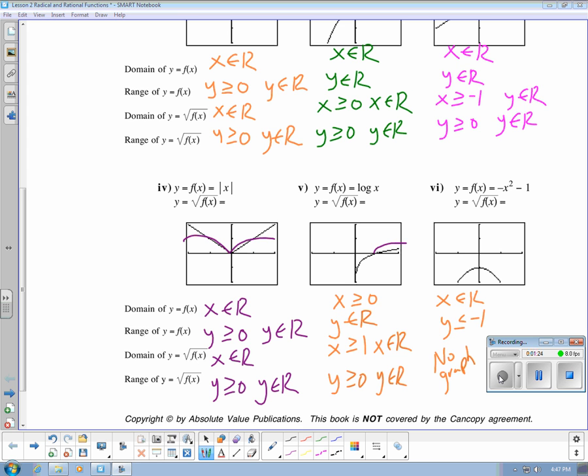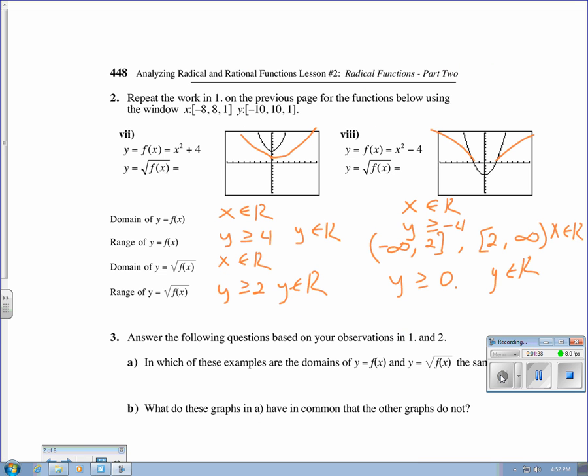So I hope you've been able to come up to these conclusions on square root graphs. If you turn the page over, we've got 2 more to look at. I do believe the practice is worth it, so try the next 2.